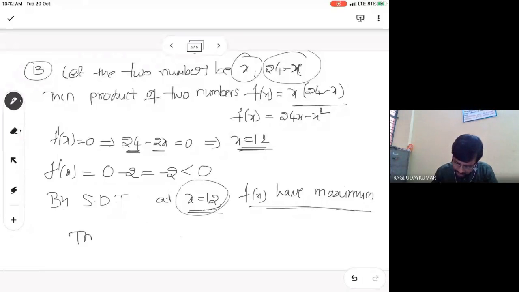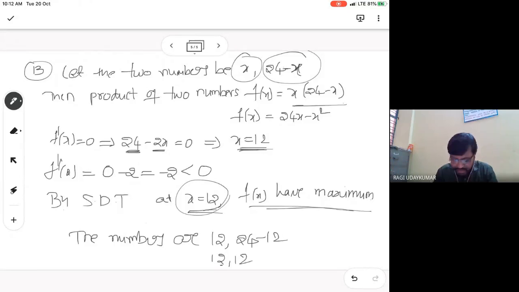So therefore the numbers are, क्वेश्चन थोड़ा समझ में आना, numbers are 12, 24 minus 12, so that is nothing but 12, 12. So the product, ये दोनों का product यही ज्यादा होता है, 12, 12 if you take it. So here if you take into consideration, these values will be the maximum.